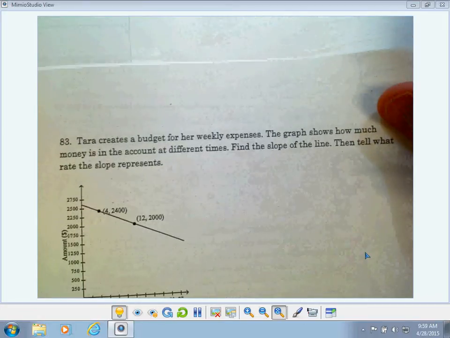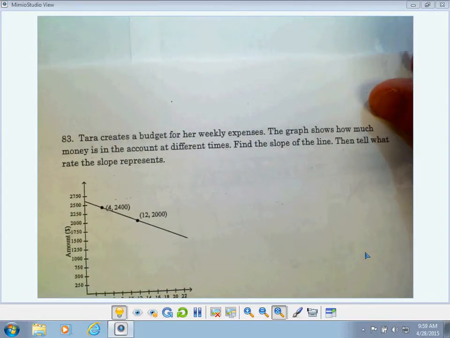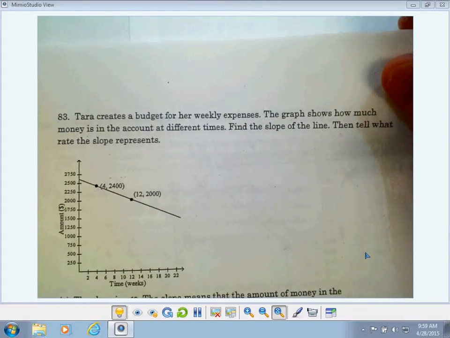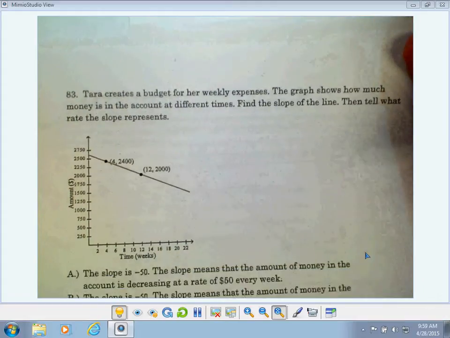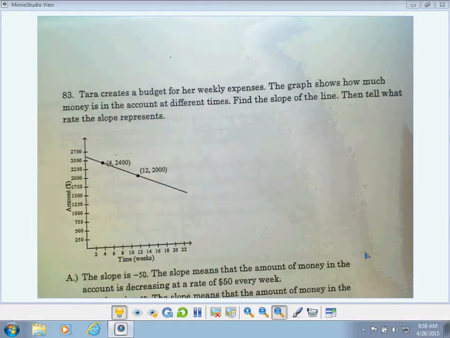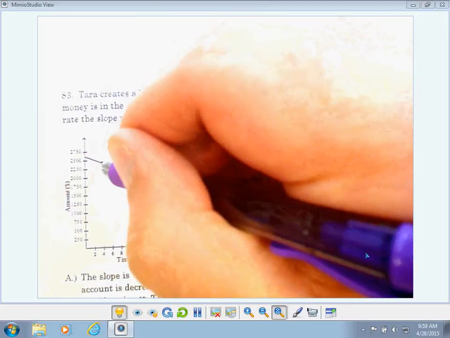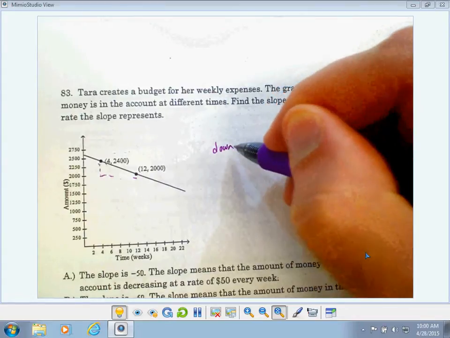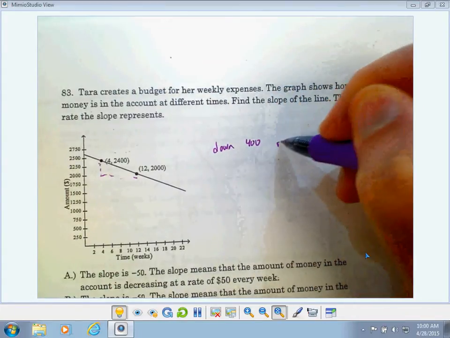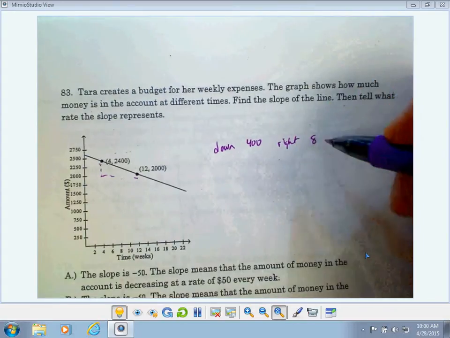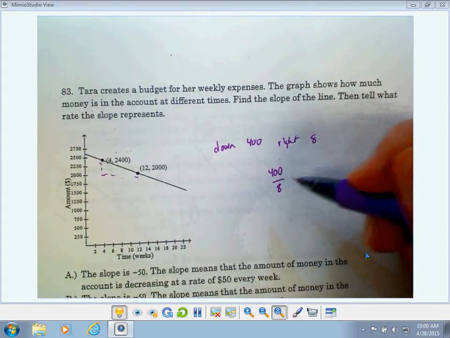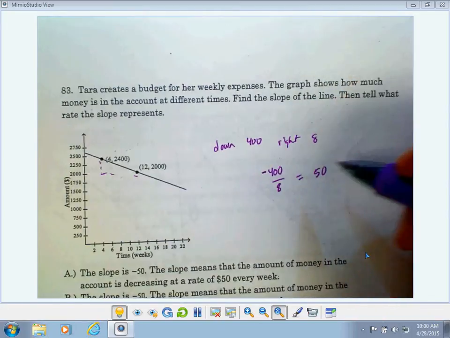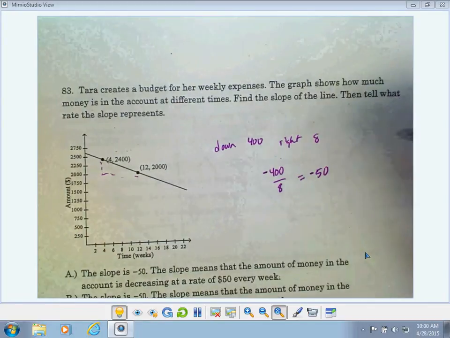Number 83 says Tara creates a budget for weekly expenses. The graph shows how much money is in the account at different times. Find the slope of the line, then tell what rate the slope represents. Okay. Well, let's find her slope. I mean, we went down 2,000. Sorry, geez, no, down 400 and right 8. So 400 over 8 is our slope. If you divide it, that's 50. And remember, we went down, so it's negative. Negative 50.